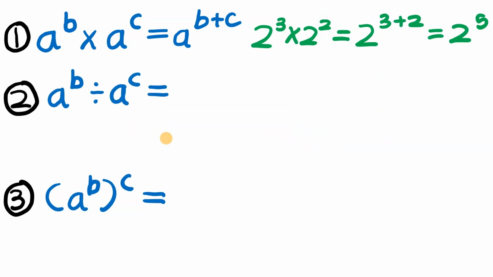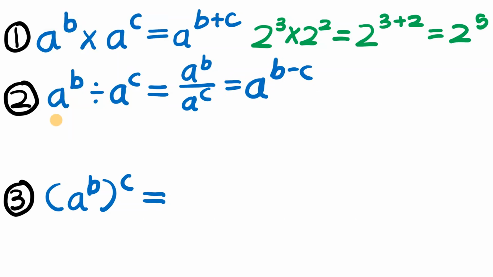Okay, so the second law is if you have a power divided by another power, so for example a to the power of b divided by a to the power of c, remember this can also be represented as a fraction, so it could be a to the power of b over a to the power of c. This is equal to a to the power of b minus c, like this.